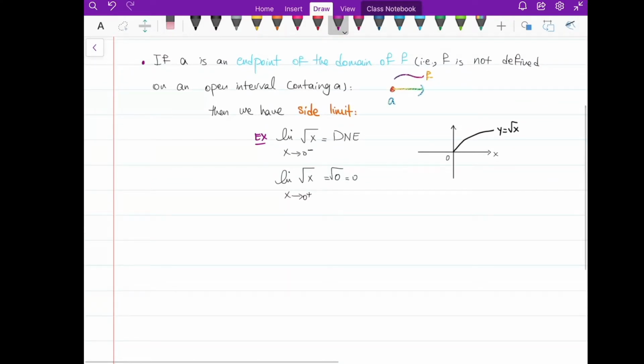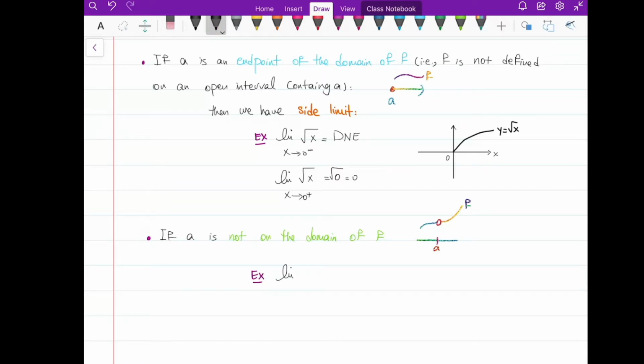Now another situation that we have is this one. If the point a is not in the domain of the function f, what is the situation? The situation is like this. We have the point a, and we basically have a hole. This is the function f. We have a hole at the point a. It is not in the domain. Let's look at one example.